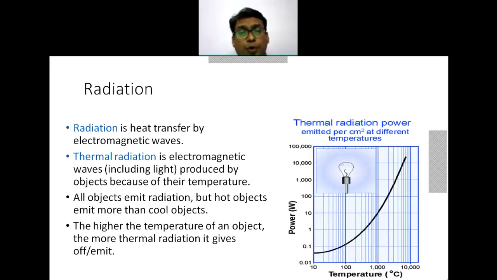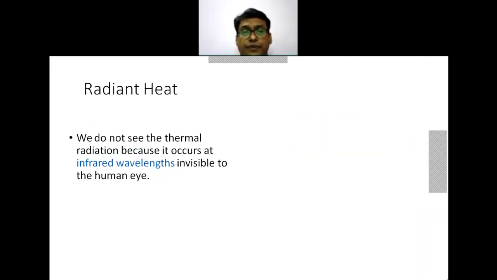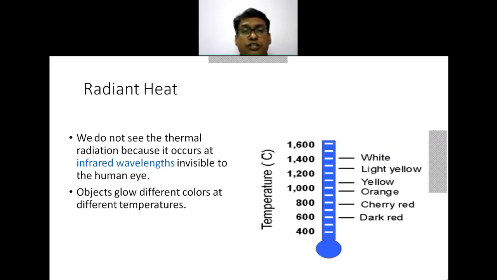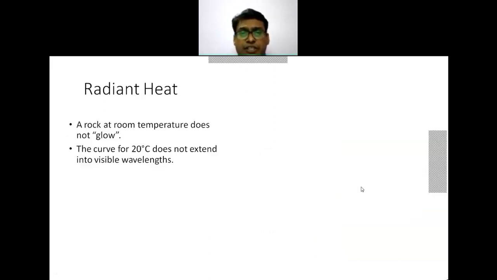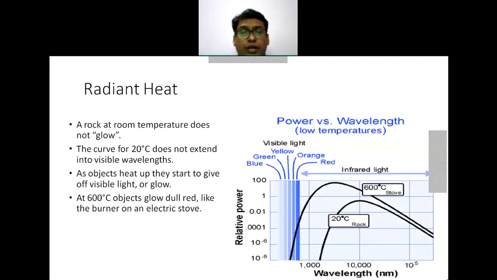Now thermal radiation is electromagnetic waves produced by an object because of its temperature. That means it depends on temperature. So the amount of radiation generated is a function of temperature. As I increase the temperature, the amount of radiation generated also increases drastically. All objects emit radiation, but hot objects emit more radiation than cold objects. So the higher the temperature of an object, the more thermal radiation it gives off. We do not see thermal radiation because it occurs at infrared wavelengths not visible to the human eye. So objects glow different colors at different temperatures.